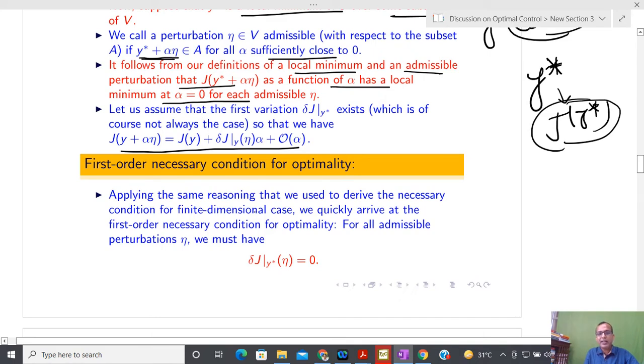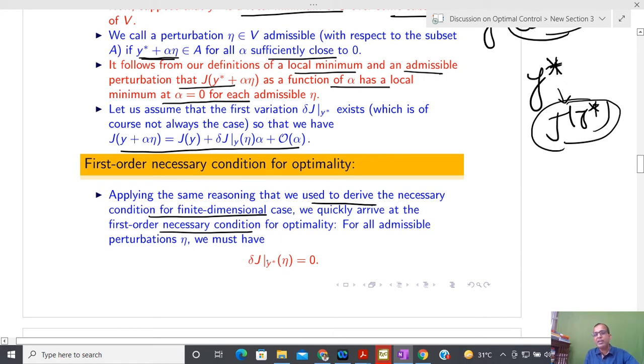Similarly here, if you proceed, you can see that we are approaching the problem in exactly the same way. What I have done is again reduce the problem in terms of one scalar alpha. So the same argument of the finite dimensional optimization problem remains here, and for that reason I have written here: applying the same reasoning that we used to derive the necessary condition for the finite dimensional case, we quickly arrive at the first order necessary condition for optimality.